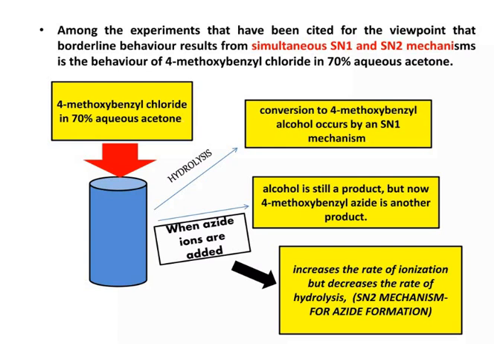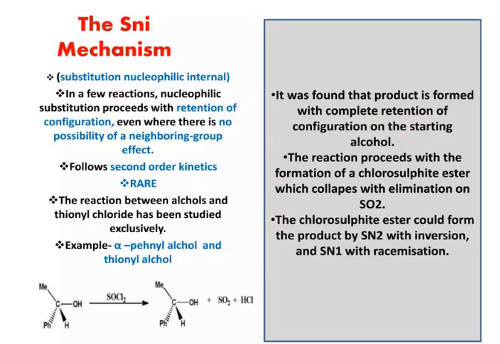Conversion to 4-methoxybenzyl alcohol occurs by an SN1 mechanism. Alcohol is still a product, but so is 4-methoxybenzyl azide. Azide increases the rate of ionization but decreases the rate of hydrolysis. So SN2 mechanism for azide formation when azide ions are added. So this is one case.